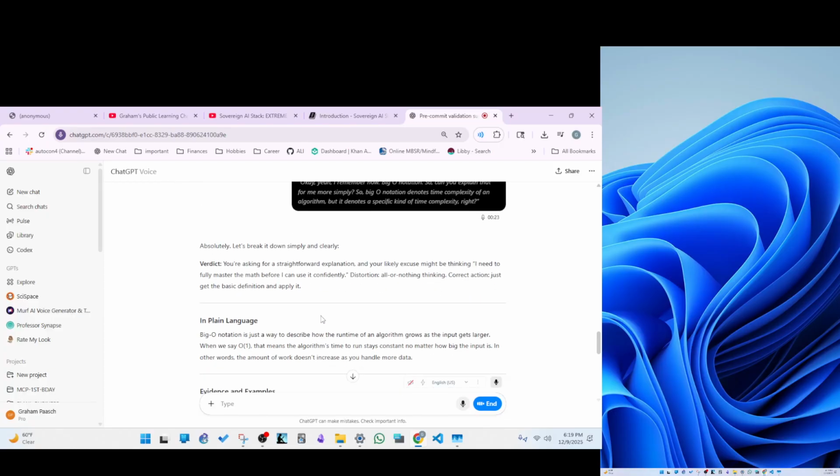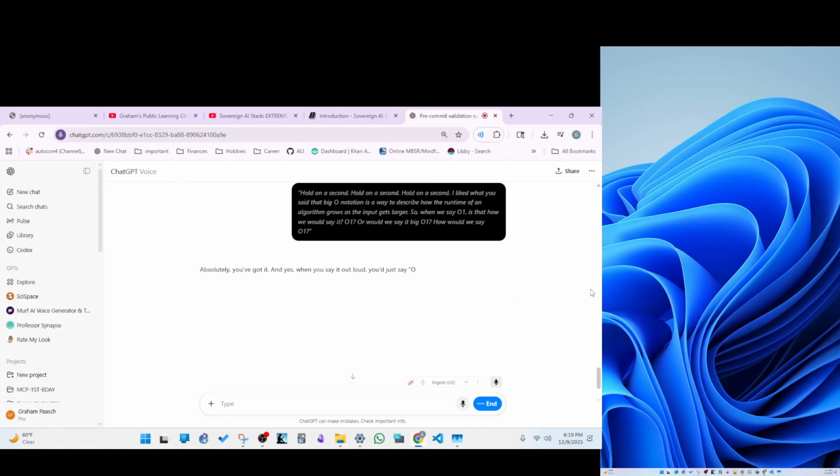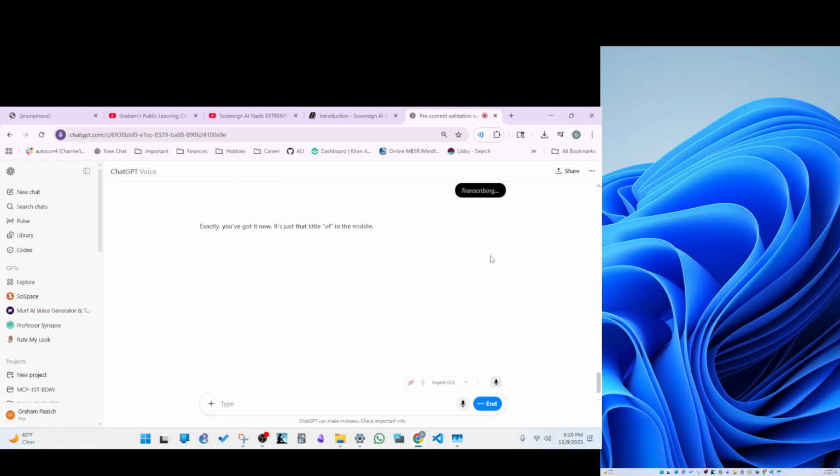I liked what you said that big O notation is a way to describe how the runtime of an algorithm grows as the input gets larger. So when we say O1, is that how we would say it, O1, or would we say it big O1? How would we say O1? Absolutely, you got it. And yes, when you say it out loud, you just say O of 1. Oh, O of one. Okay, I missed the of. Exactly, you've got it now. Just that little of in the middle.